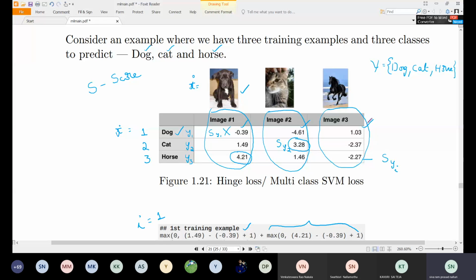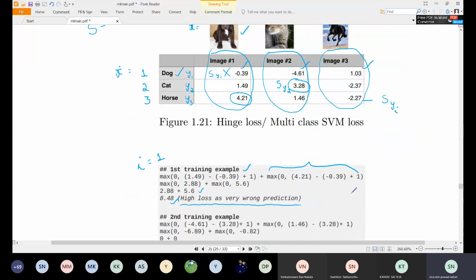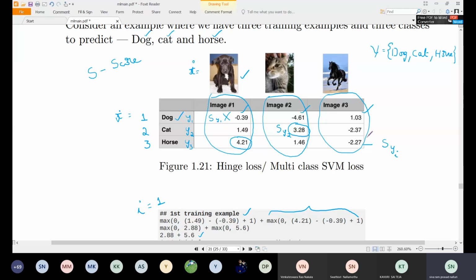So now you take this formula: max of 0, 1.03 minus of minus 2.27 plus 1. Similarly, you calculate this term. So max of 0, 4.3 plus max of 0, 0.9. If you add these two, you will get a high hinge loss. Why is there a high hinge loss? Because you have shown the image of a horse and the classifier has given the highest score to which class label? Dog. So that is why the hinge loss is more in this case.